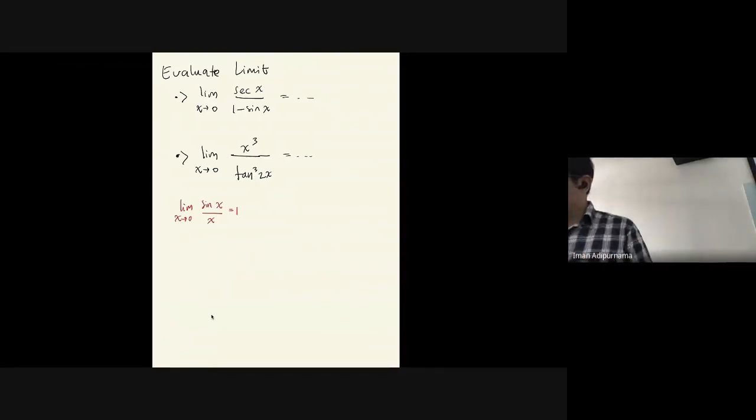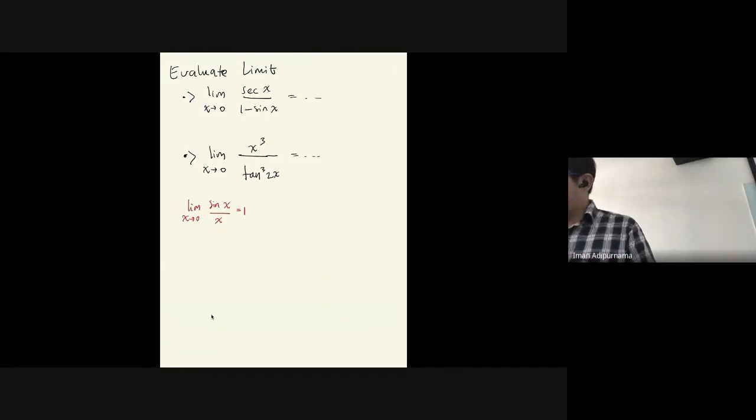Okay, so the first problem. Remember, for every limit you need to test the limit first. You plug in the value here and see if you get the answer or the indeterminate form, 0 over 0. So when you plug in 0, secant 0 is 1, right? 1 over cos 0 is 1. So it should be 1.